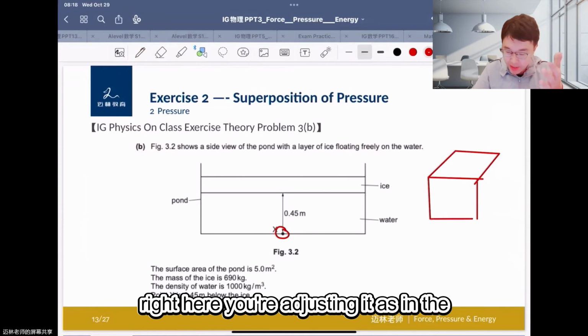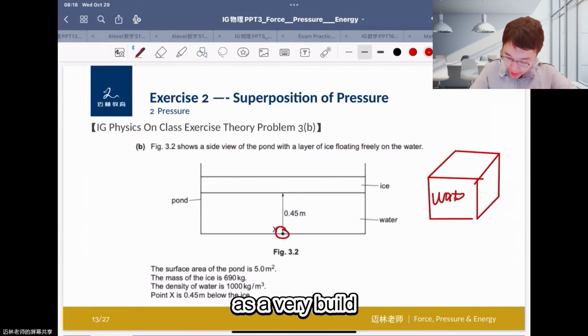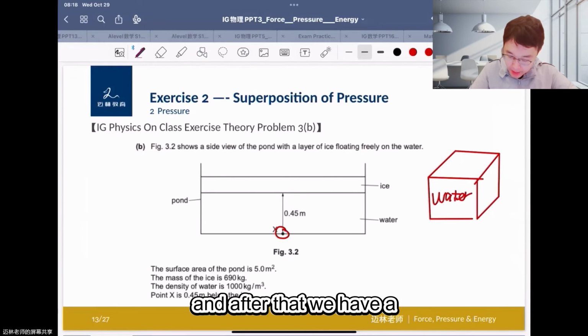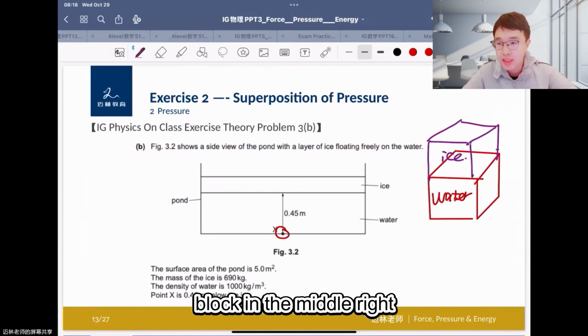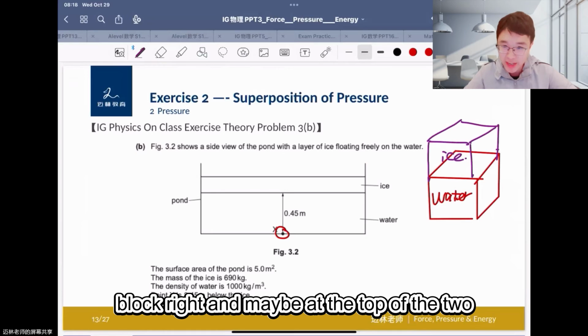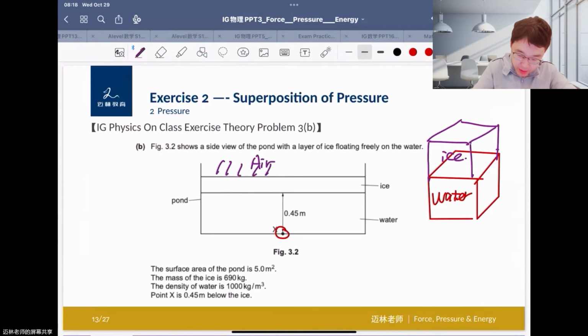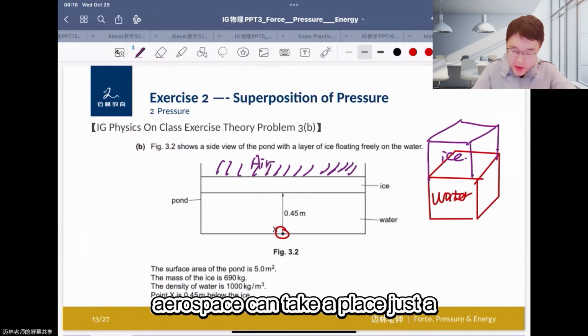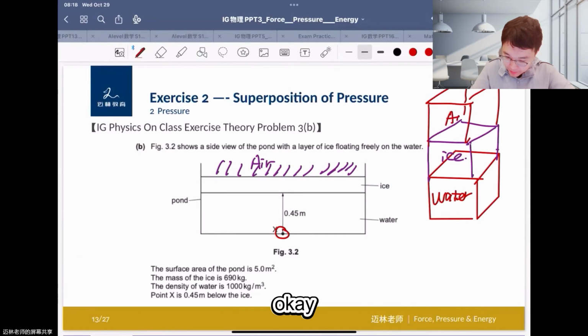Just think of it as in Minecraft: there is a water block at the very bottom. After that, we have an ice block in the middle, right? Because in Minecraft, water and ice are both blocks. And at the top of the two blocks, we have the airspace, right? So here, airspace can take the place just at the top. So here is the air, okay?